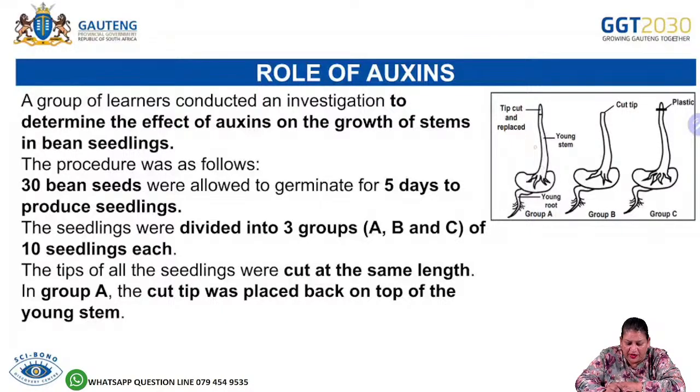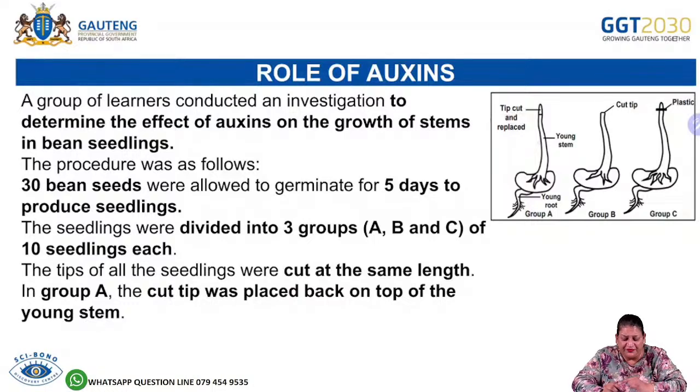Okay, so now we are looking at what? Determine the effect of auxins on the growth of stems in bean seedlings. On the growth of stems. Right, so now you can see in group A, the tip was cut. So they took off the tip. What did we say earlier? That auxins are found in the tips of roots and in the tips of stems. Remember that. Where are auxins found? Tips of roots and tips of stems.